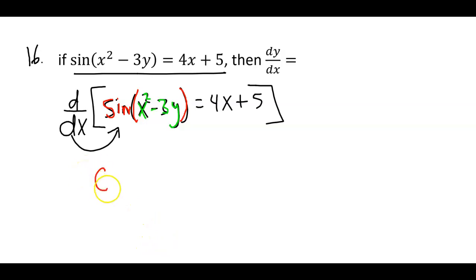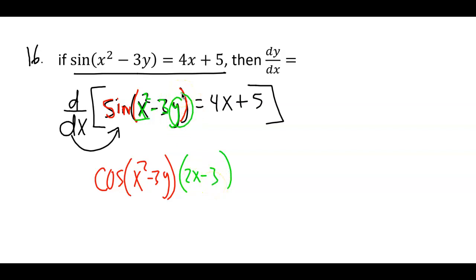The derivative of sine is cosine. And then the derivative of the inside is 2x minus 3. However, remember, this is a y. And when you're taking the derivative of a y expression with respect to x, you get a y prime next to it. Okay? So there is that one. Then we're going to also take the derivative of 4x, which is 4. And the derivative of 5 is 0, so that just goes away.